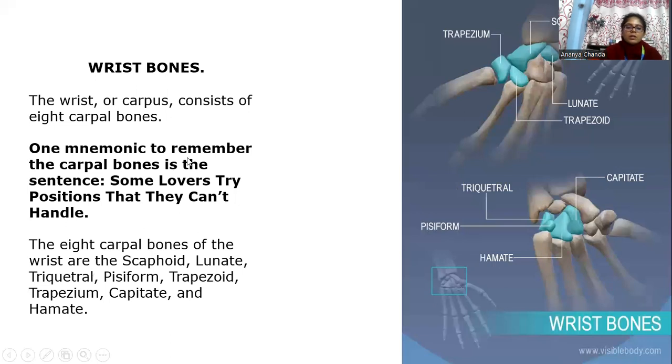Then come the wrist bones, which comprise 8 carpal bones. So this is the wrist bone, composed of 8 carpal bones. The 8 carpal bones of the wrist are the scaphoid, lunate, triquetral, pisiform, trapezoid, then trapezium, capitate, and hamate. So this is capitate, hamate, pisiform, triquetral, and in this position there is a trapezium-like shape, the scaphoid bone, lunate, and trapezoid.